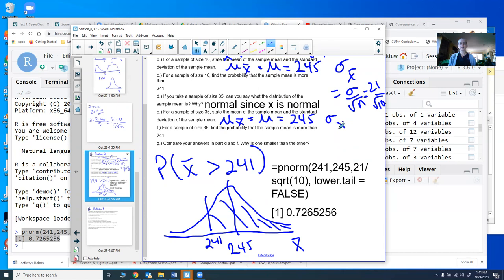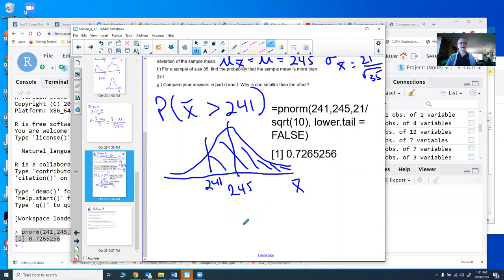My standard deviation of the sample mean is 21 over the square root of 35 because my sample size is now 35. Again, I don't need to calculate that. I just need to know how to calculate it. And now it wants to know, for a sample size of 35, what's the probability? So now we want to do the exact same probability. So the shading is going to be the exact same, but in here, instead of being the square root of 10, it's going to change to be the square root of 35.